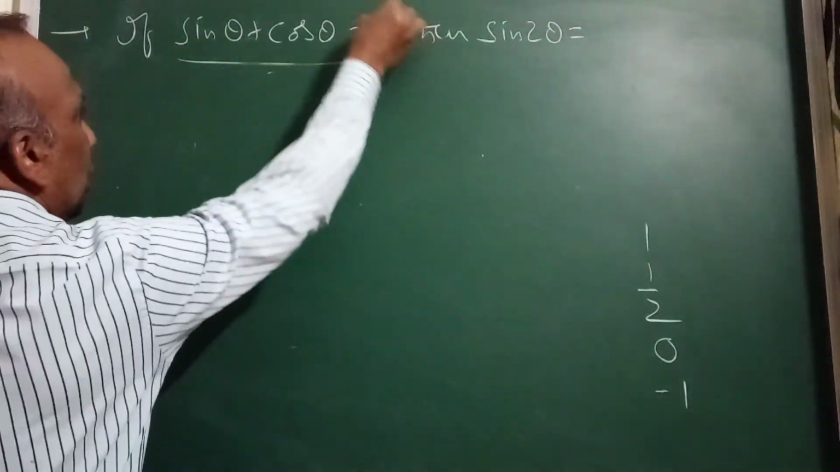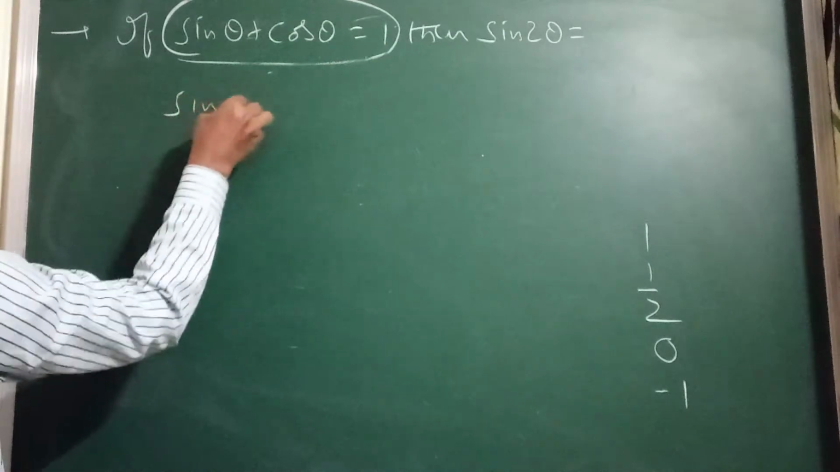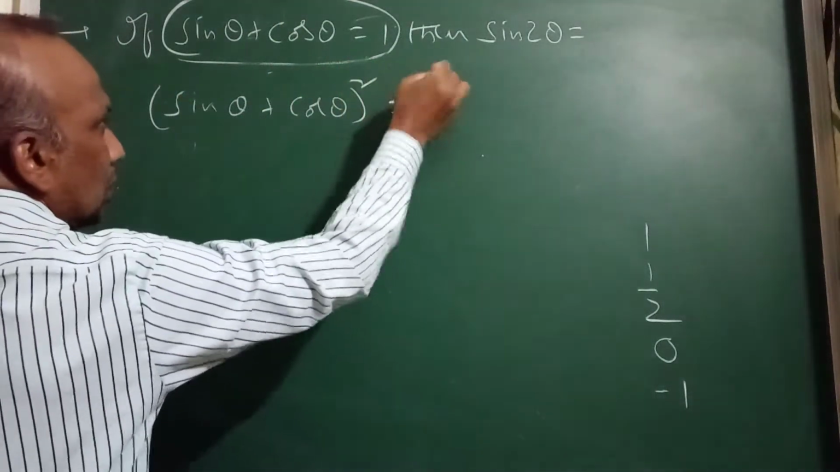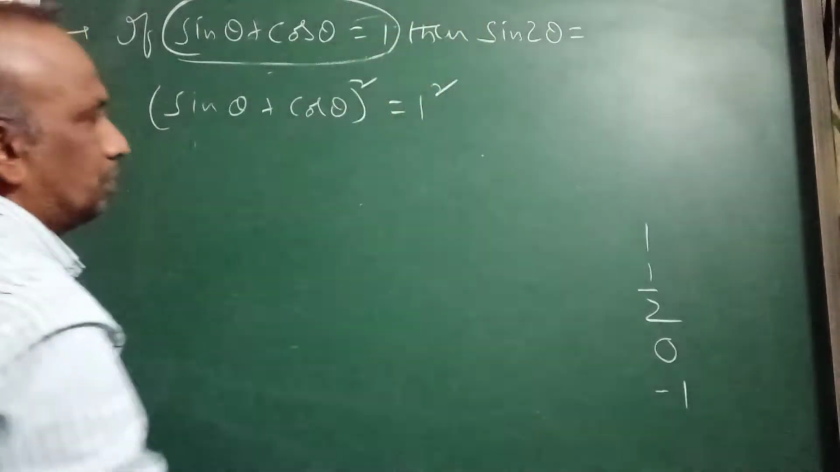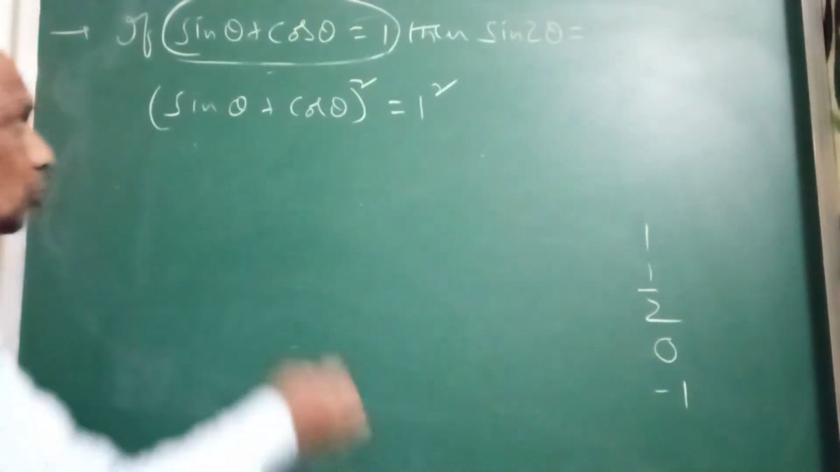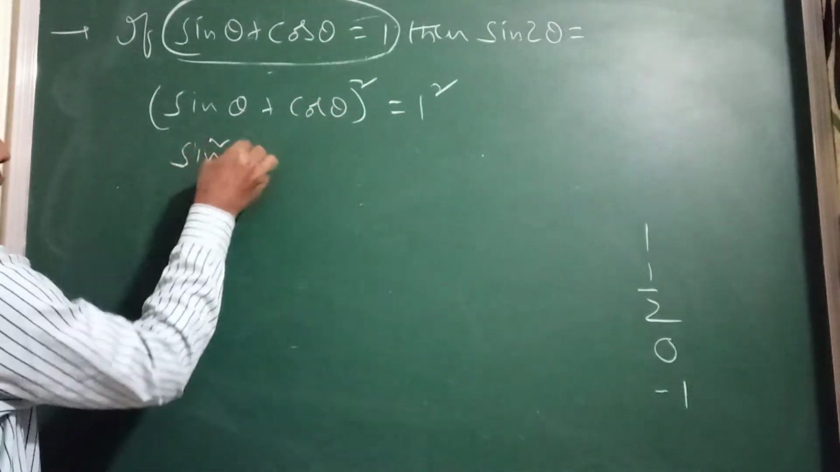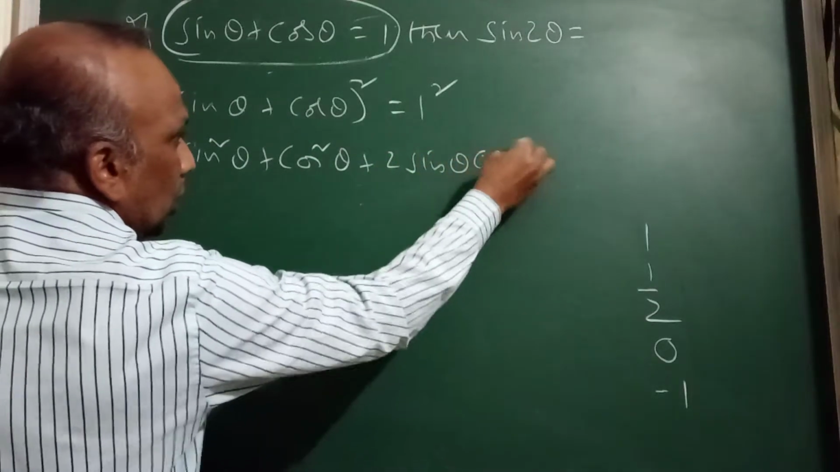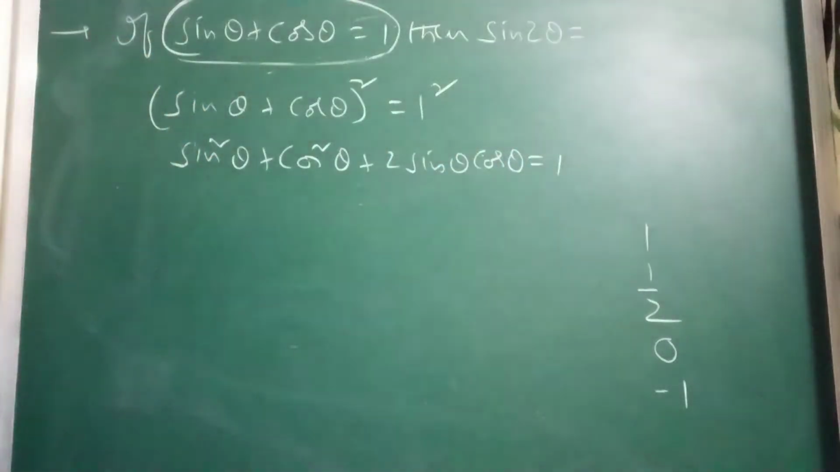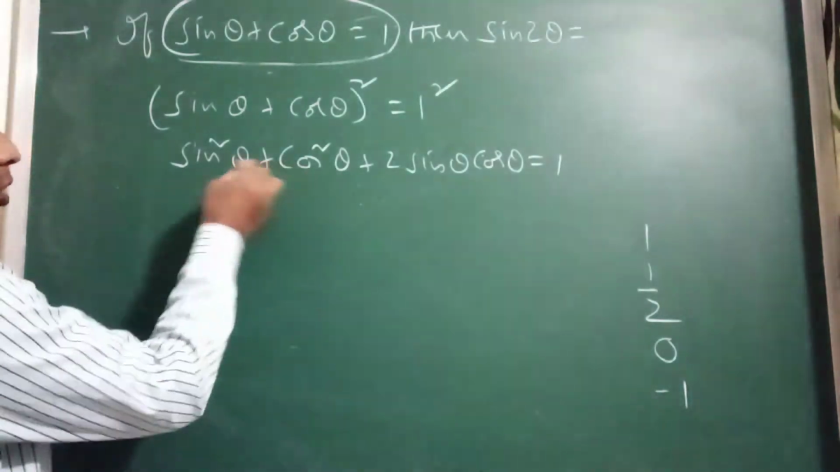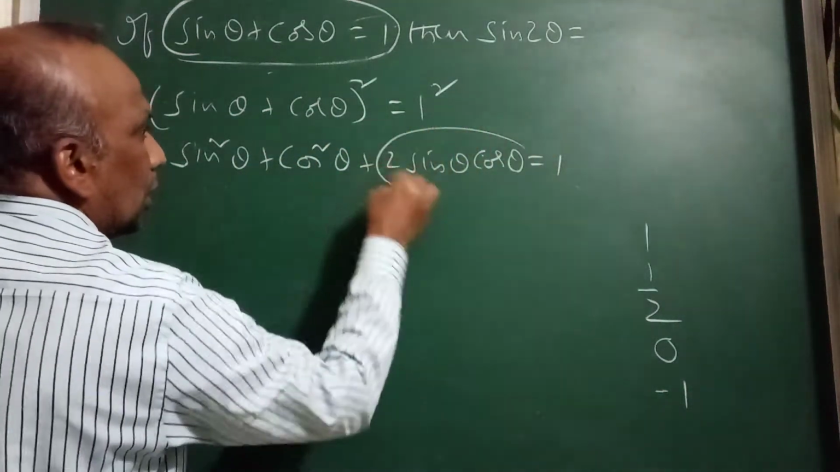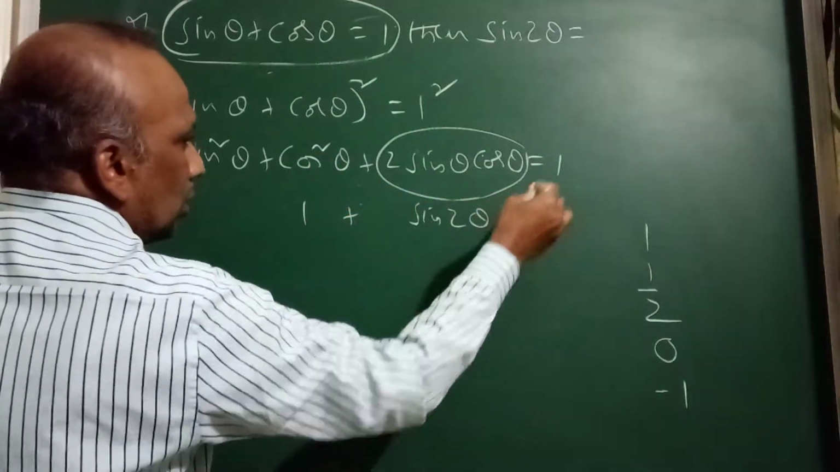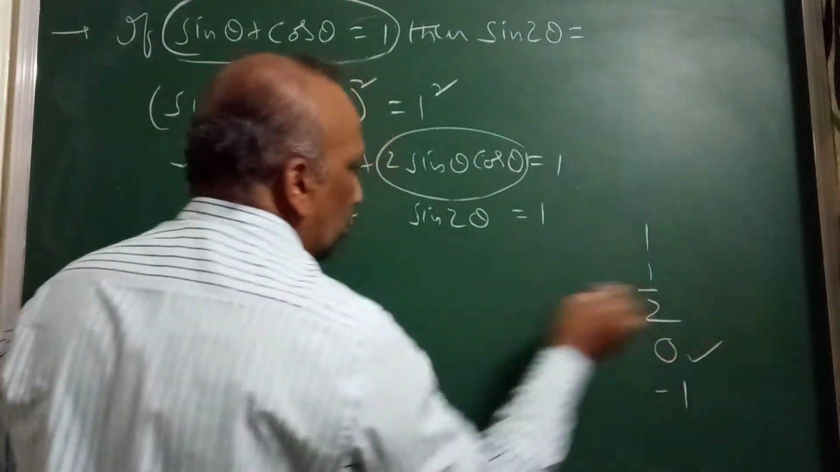Just take the squaring on both sides. If we do squaring on both sides, (sin theta plus cos theta) whole square equals 1 square. So sin square theta plus cos square theta plus 2 sin theta cos theta equals 1. So this is sin 2 theta, right? So we know sin square plus cos square is 1, plus this is sin 2 theta, equal to 1. So sin 2 theta equals 0. I can mark, right.